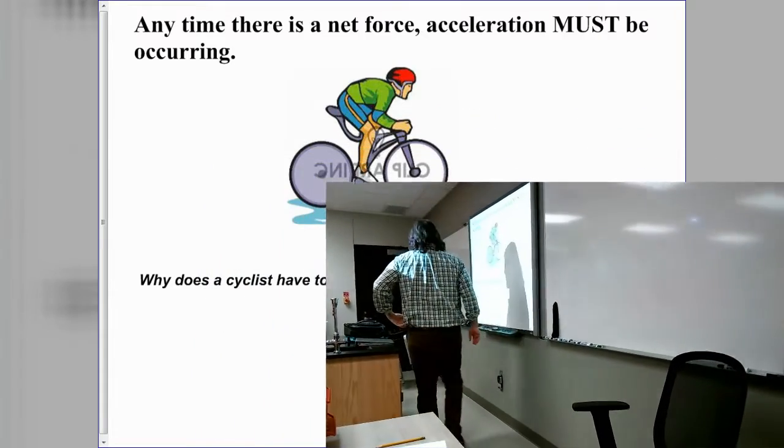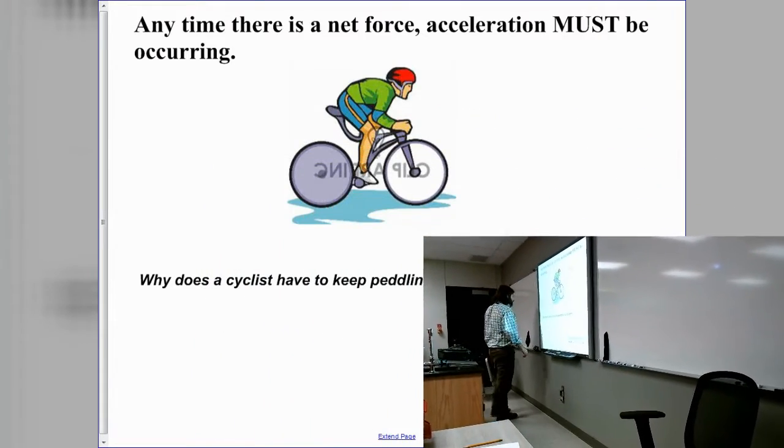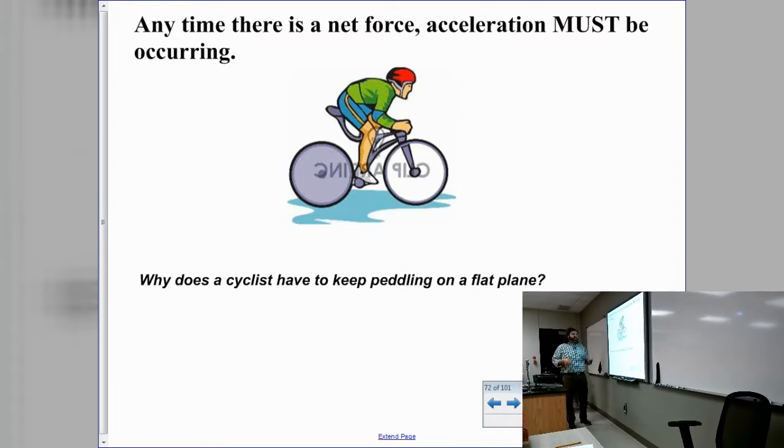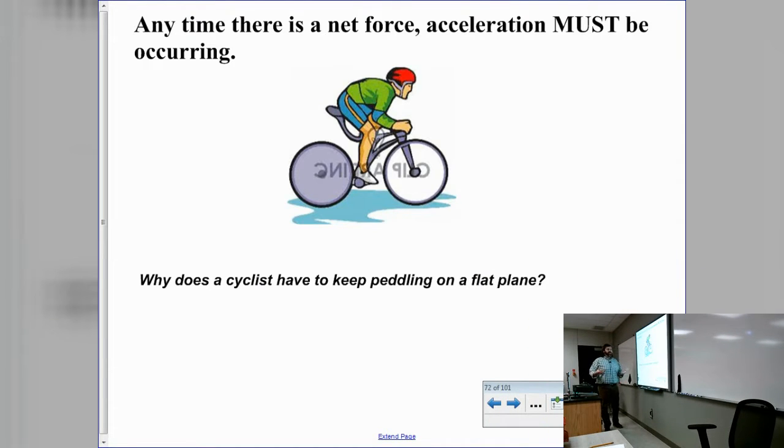According to Newton's second law, force equals mass times acceleration, and anytime there's a net force, there must be acceleration occurring. One of the things I like to bring up is, if you're riding a bicycle, why does a cyclist have to keep pedaling on a flat plane? If they're just going on a flat level road, why does the cyclist have to keep pedaling? Because the cyclist would be applying a force, and according to that, they would be accelerating. But they could just not apply a force and continue at a constant motion.